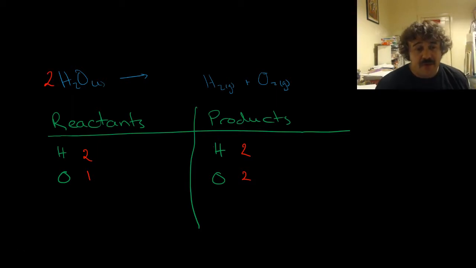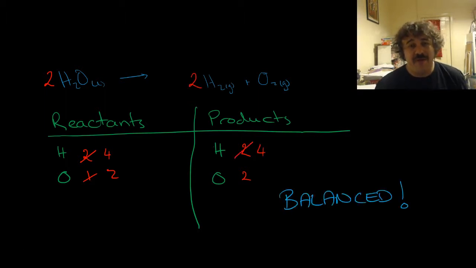So, what do? How about if we double this water? Let's just see what happens. If we double the water, we've now got four hydrogens and two oxygens. We've got the oxygens sorted, but our hydrogens are now a problem. But if we just write two out the front there, we're now balanced.